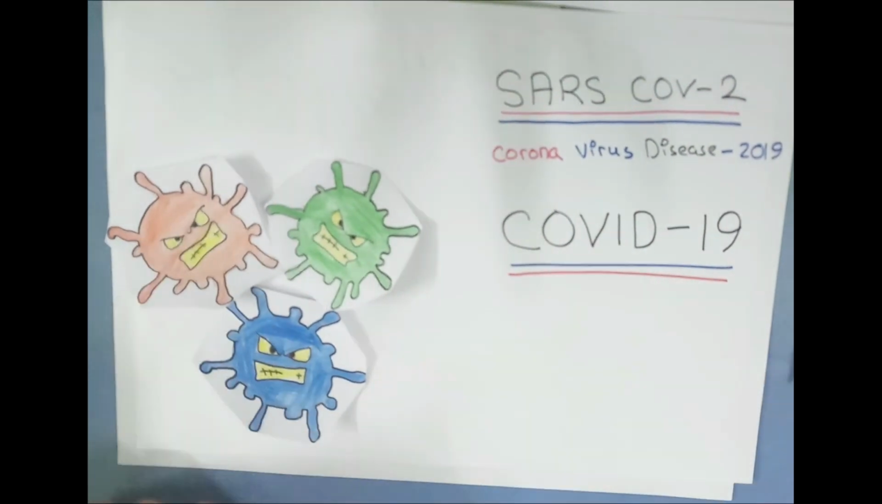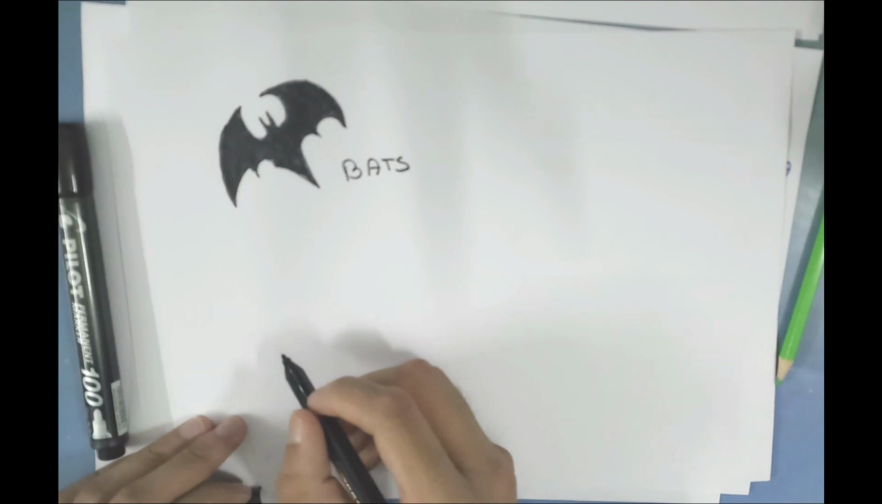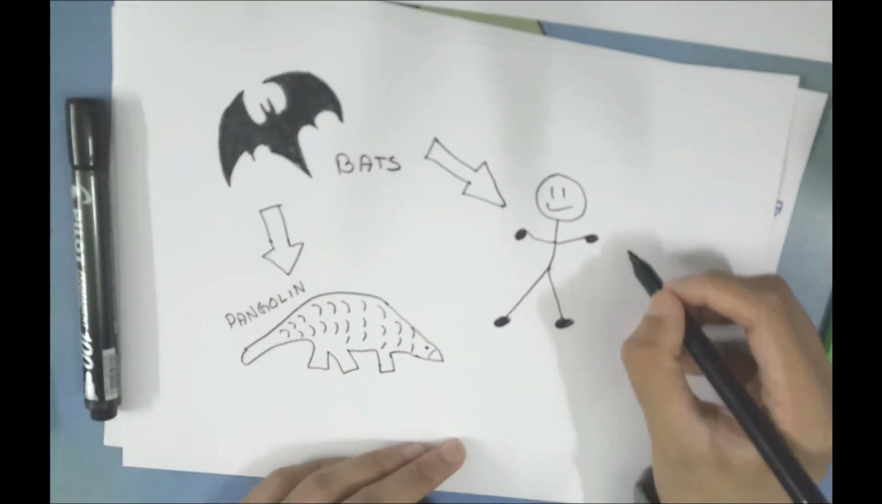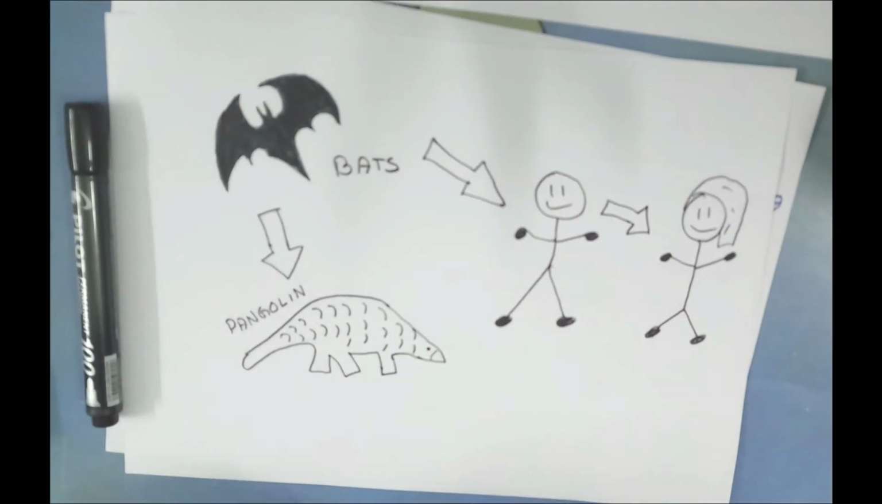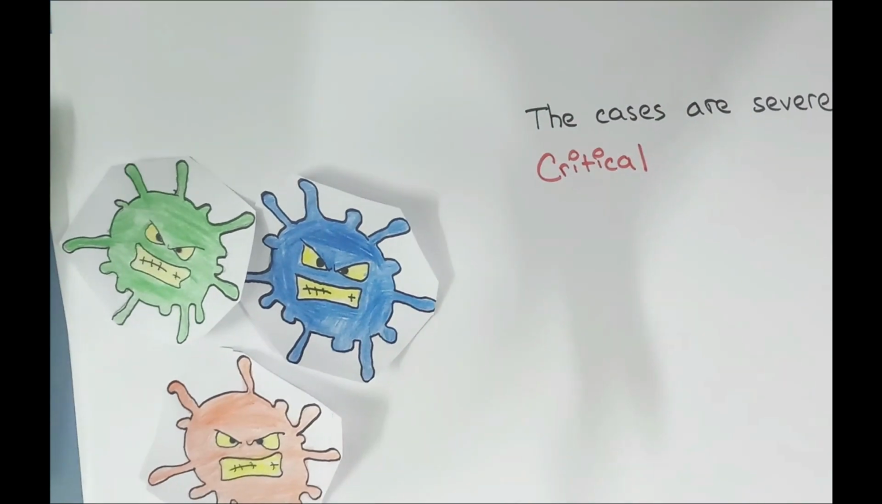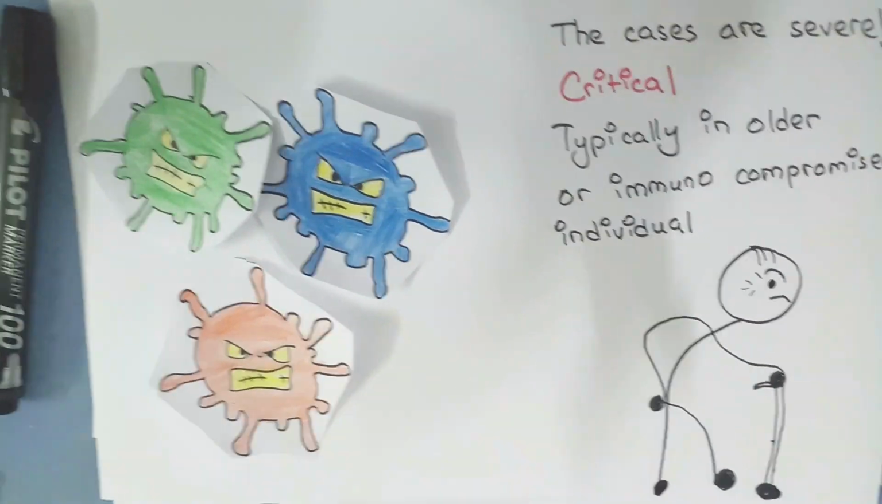COVID-19 for short. It originated in bats and was transmitted into humans, possibly with pangolin as an intermediate host. Unfortunately, COVID-19 is now spreading from human to human. The cases are severely critical, typically for older or immunocompromised individuals.